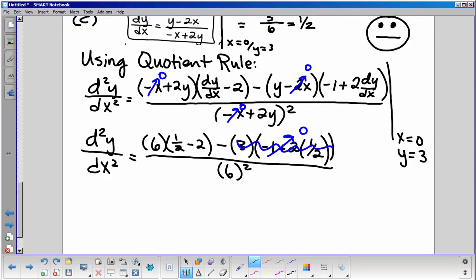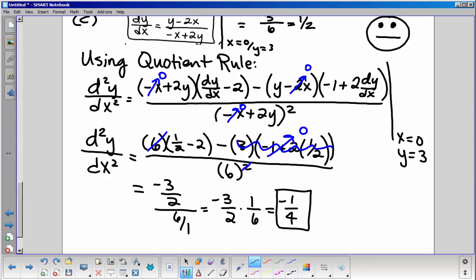And so I can cancel now one of these 6's. I'm left with 1/2 minus 2. That's 1/2 minus 4 over 2, or negative 3/2, divided by 6 over 1, which is equal to negative 3/2 times 1/6, which is negative 1/4. That is the rate of change of the slope at (0, 3).